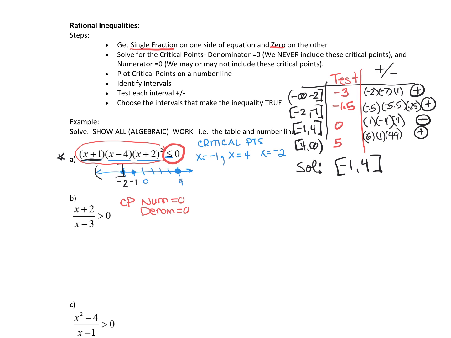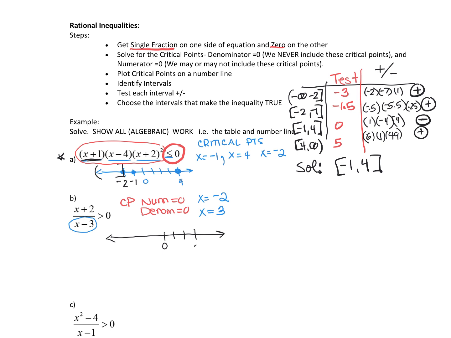So I think you can see that from the numerator equaling 0, we're going to get a critical point of negative 2. And we're also going to get a critical point of x equals 3 from the denominator. Note, regardless if this is greater than or equal to, we would never include the one from the denominator because it's not part of the domain. So let's put these on a number line.